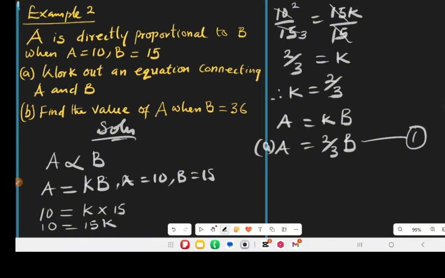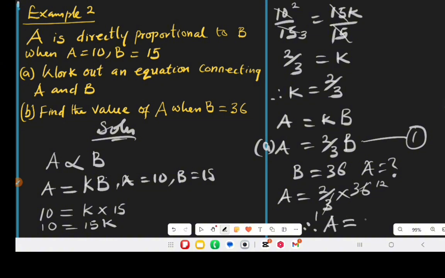We are using this equation to solve B. Now find the value of A when B is equal to 36. B is equal to 36, A is not given. From this, we have A is equal to 2 over 3 times 36. 3 into 3 gives us 1, and 3 into 36 gives us 12. Therefore, A is equal to 2 times 12, which gives us 24 as the answer.